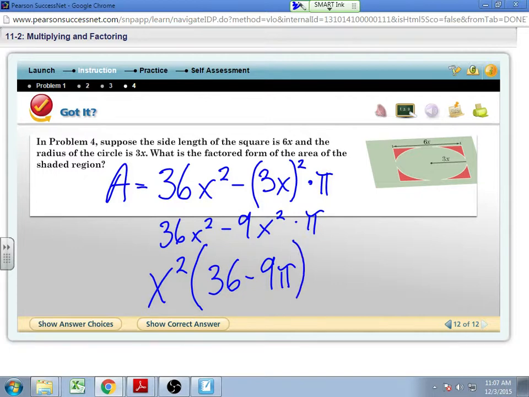But since you know that 36 and 9 have a common factor of 9, when we look for our greatest common factor, x squared was not actually the greatest. 9x squared is really your greatest common factor. I'm curious how many of you actually had the 9x squared factored out. So then again, it's 4 minus pi. So this helipad is just 9 times as large as the previous one, area-wise.